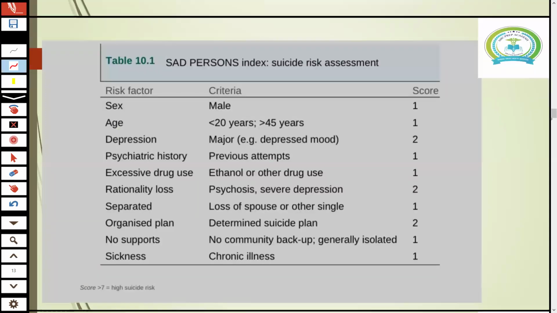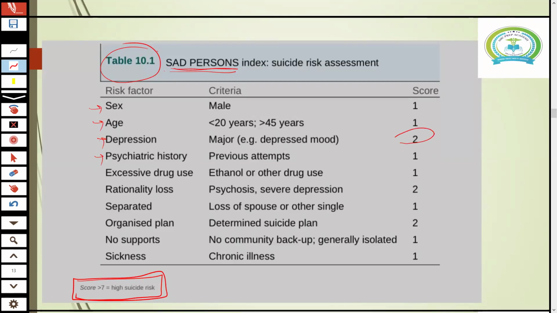Other than that, we have this SAD PERSONS index that is present in the JM as Table 10.1. Whenever the score is more than 7, there is a high risk of suicide. This is the mnemonic, and these are the variables.